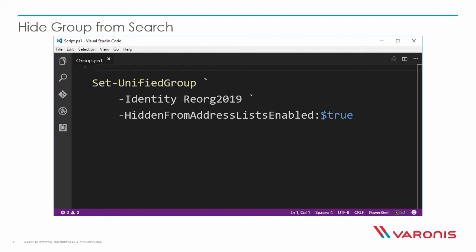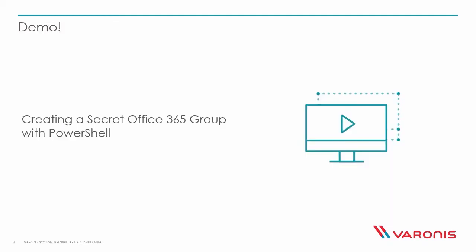So if you hide it from the address list, it will not be displayed inside the group search in Office 365. That is it for the theory. As you see, it's not that complicated once you know how to do it. But let's go to the lab now and let's see how to create a secret Office 365 group with PowerShell.